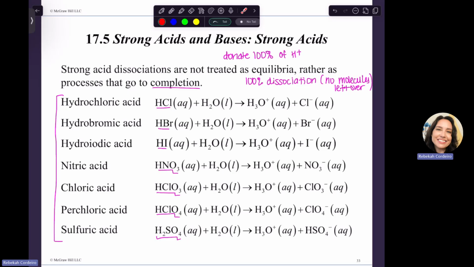So when acids get with water, they're going to give their H plus to water. And when they give their H plus to water, we call this guy hydronium. Not sure if the previous videos had mentioned that or not, but that's the name of that. It's called hydronium, and it's just a polyatomic ion.